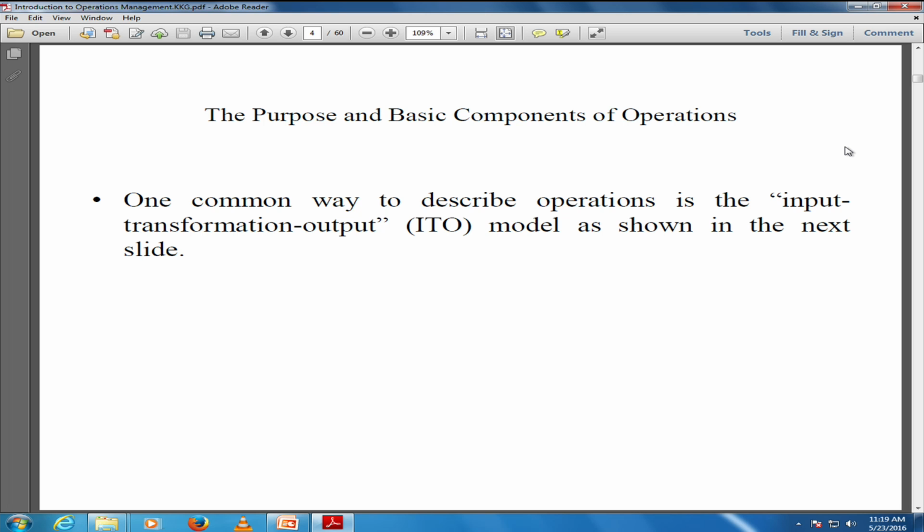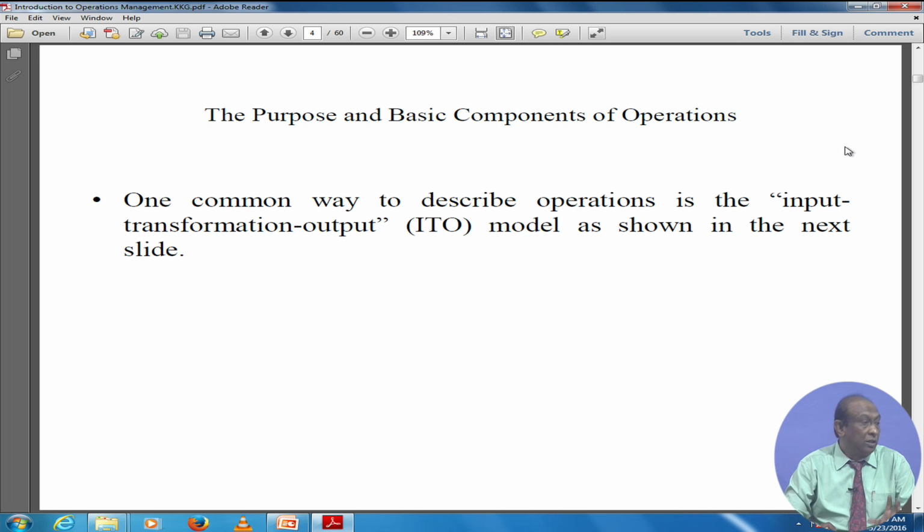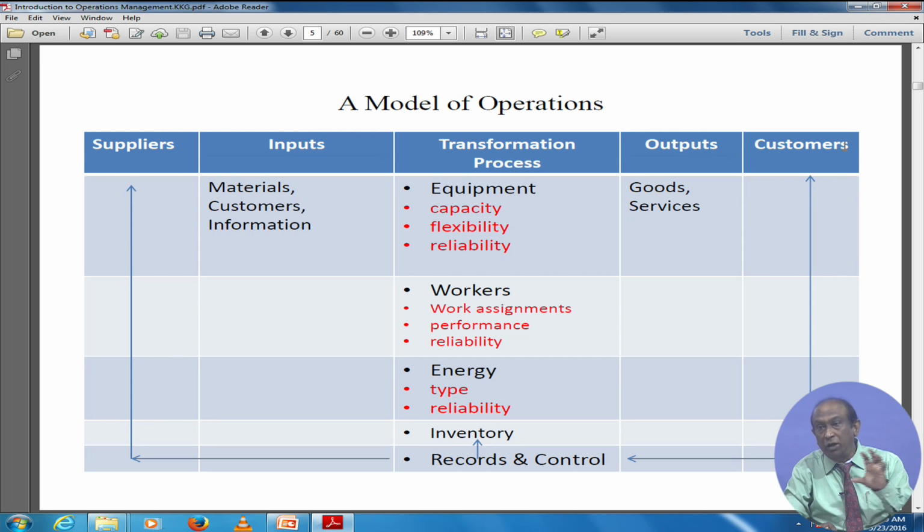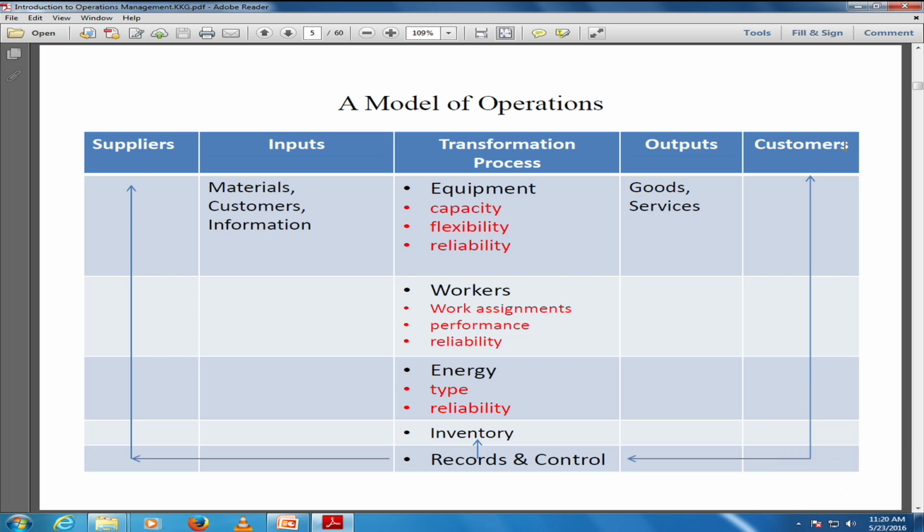So, as I had mentioned in the introductory session, one common way to describe the operations function is the input transformation output model, ITO we call it. What is that? This is the model that we conceive of in the operations domain, where an organization gets its inputs from the suppliers, and the core of the operations function is the transformation process, and the deliverable is the outputs, which are goods and services that get consumed by the customers. This is the core, the heart, this is what the operations function is.